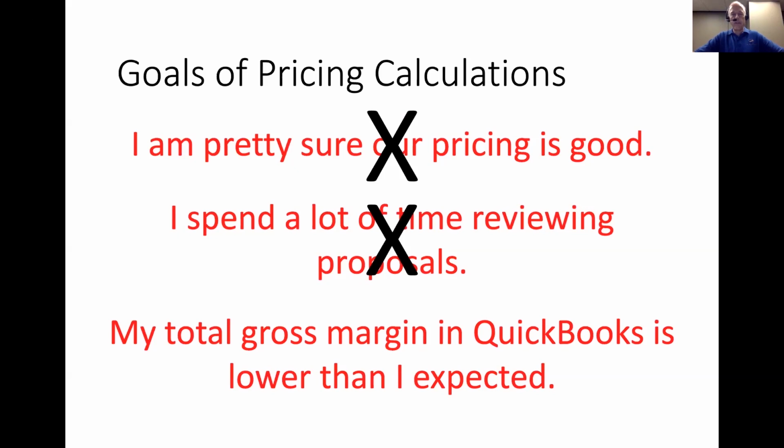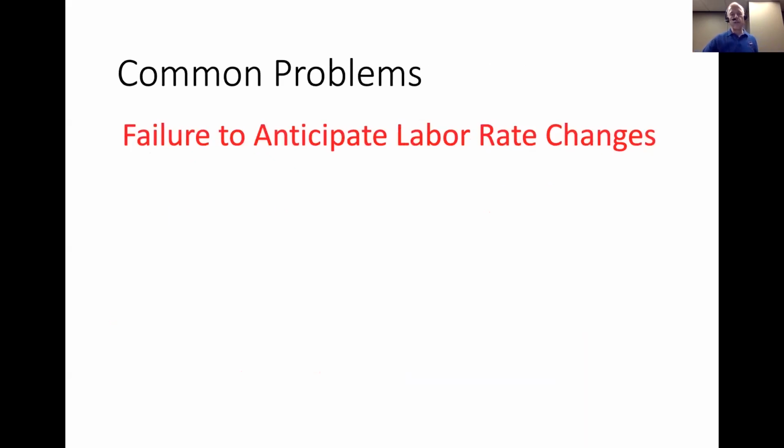Now, there are some common problems here. The failure to anticipate labor rate changes, right? We live in an environment where wage inflation is the norm. Incorrect labor burden. A lot of my clients have labor burden calculated incorrectly, and it's mainly about what needs to be included and what needs to be excluded. We'll talk about both of those next week.